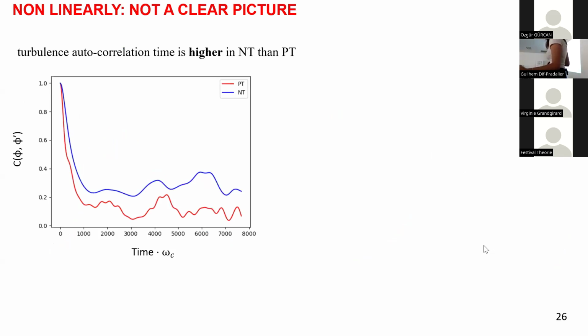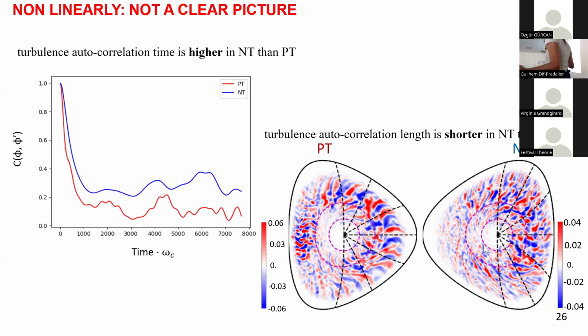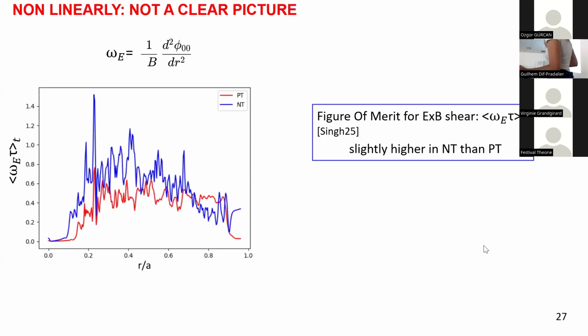the turbulent autocorrelation time is higher in negative triangularity than positive. Here I plot the autocorrelation function as a function of time, and we see that for negative triangularity the time is slightly higher. If I plot the 2D maps of the perturbation of the electrostatic field in positive and negative, maybe it's not that clear from the projector, but we see that the turbulent autocorrelation length is shorter in negative with respect to positive triangularity. So all of this made us think of an effect of zonal flows.